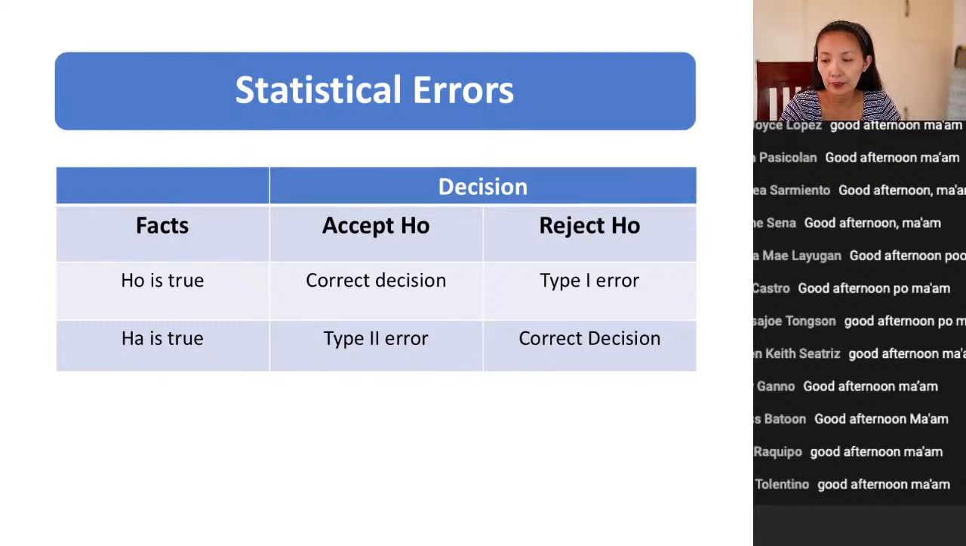Now, if HA is true, and you rejected H0, that's a correct decision. The decision is correct because HA is true, okay? And then you rejected your H0, which means you accepted the HA because it's true. The decision is correct. Now, this could be likened to a court trial.